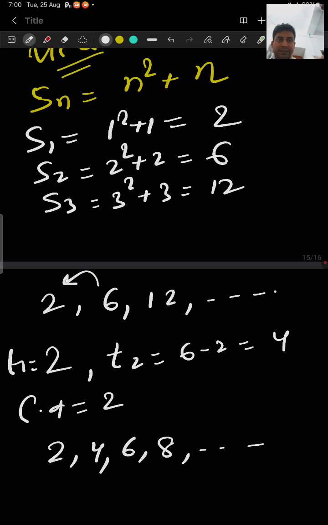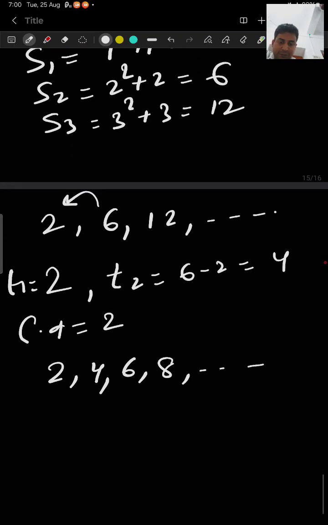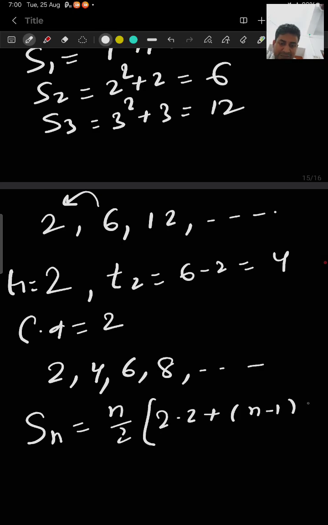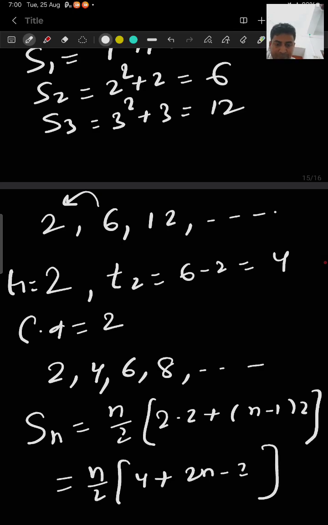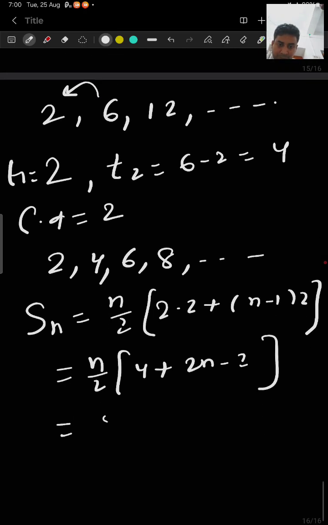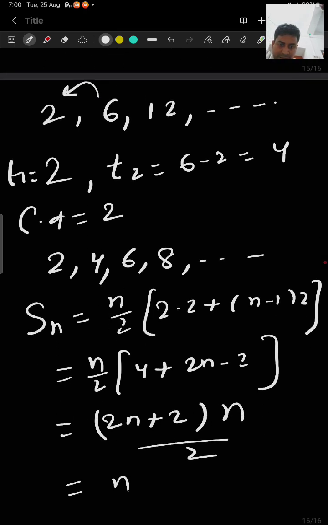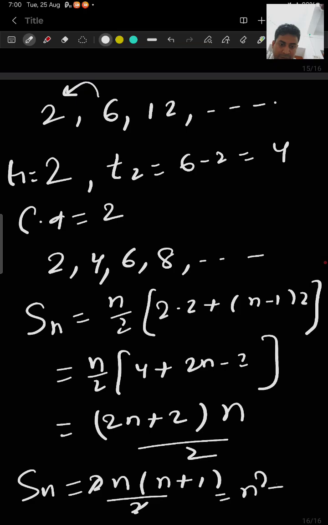This is AP. We can also find that n by 2 into 2a plus n minus 1 into d. 4 plus 2n minus 2, 2n plus 2 into n by 2. This is n into n plus 1. 2 will be common. Okay, this will be n square plus n. Very good.